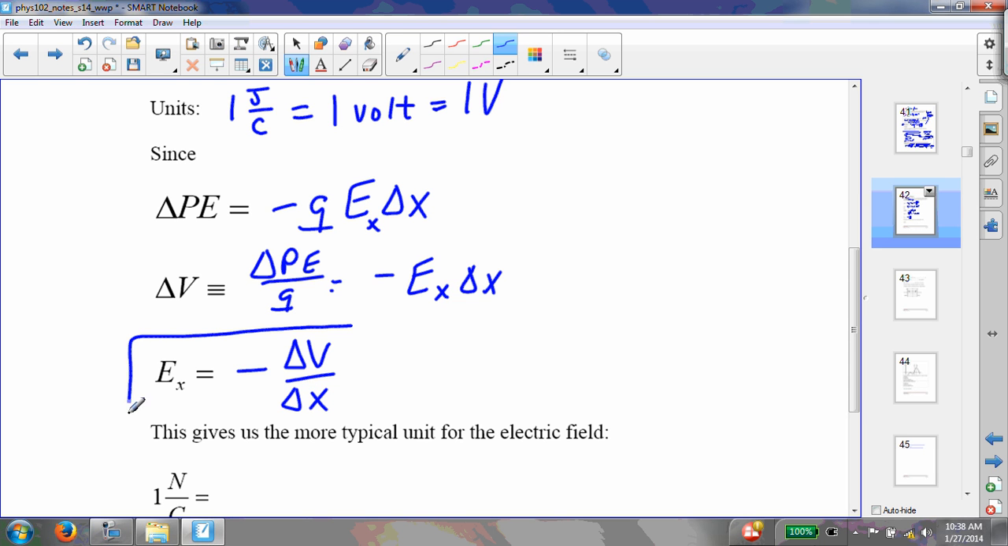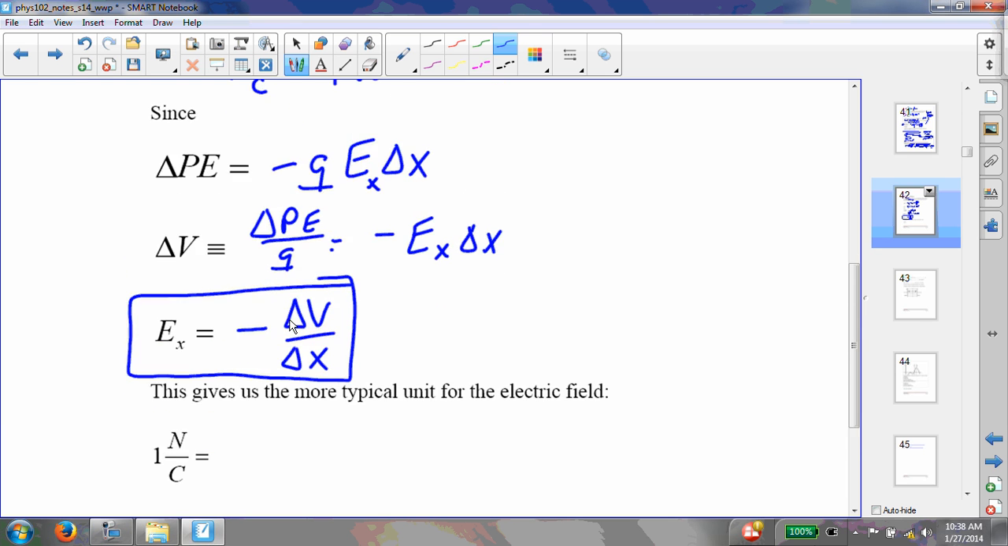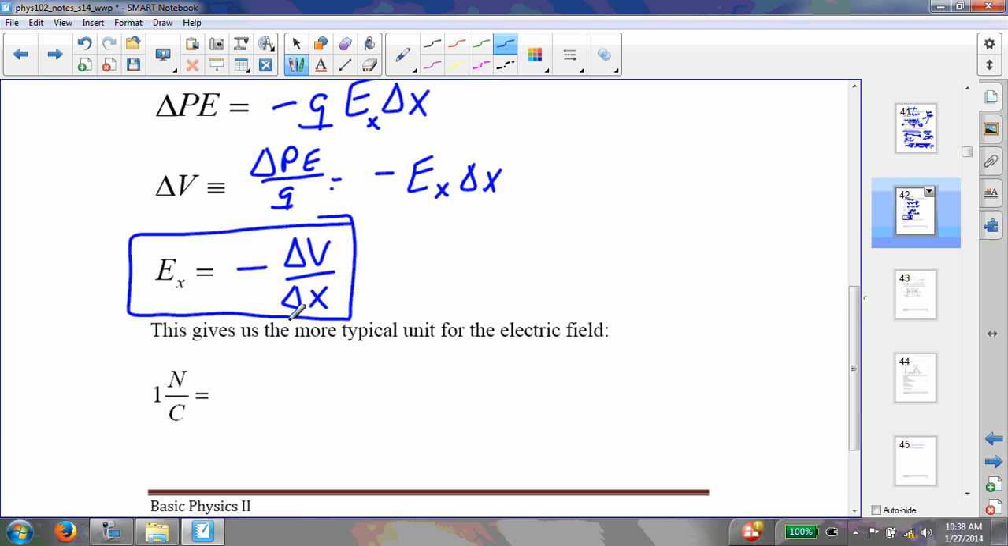So this is an expression for the electric field that is based on the voltage, or the potential difference rather. And it also gives us a more typical unit for the electric field. Remember, I mentioned this previously, but a Newton per Coulomb is common for the electric field, but more common is the volt per meter. So from here on out, I'll try to use volts per meter, though I'll sort of go back and forth. All right, let's move on.